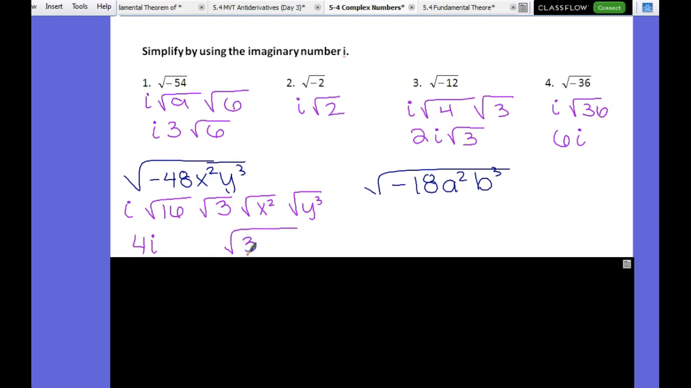What about the square root of x squared? There you go. Absolute value of x. Even turns to odd. And then y cubed, we know all odds leave 1 inside. So that's kind of like turning it to y squared. So 1 comes outside.